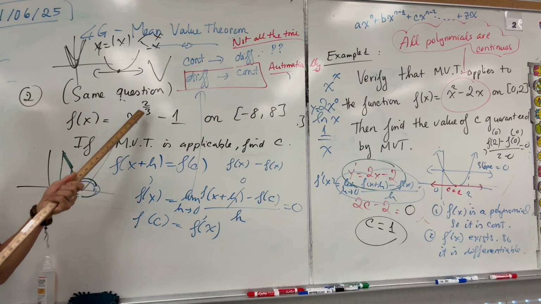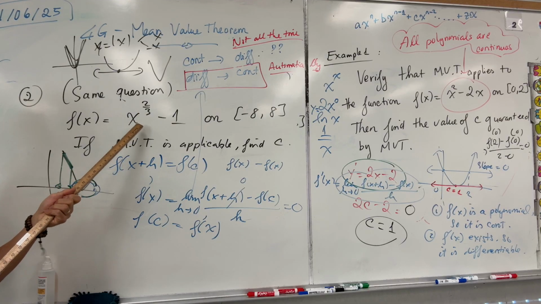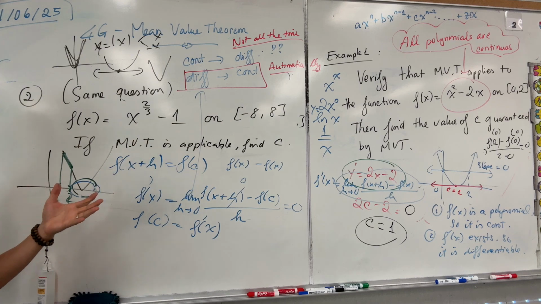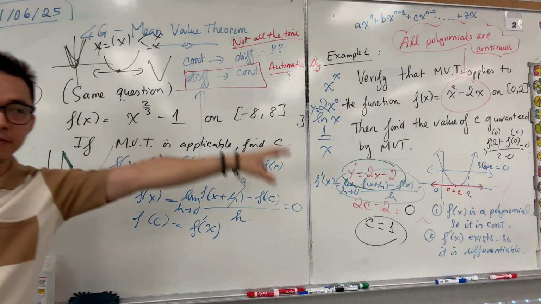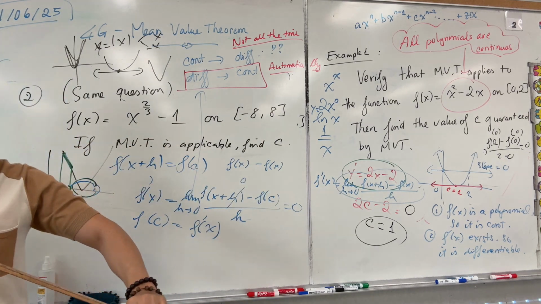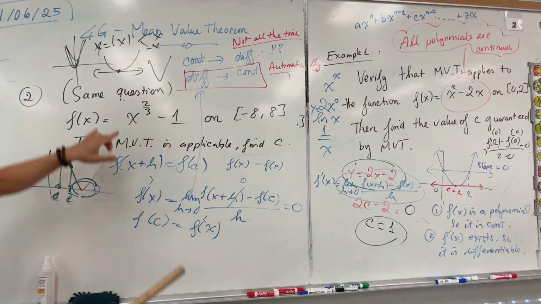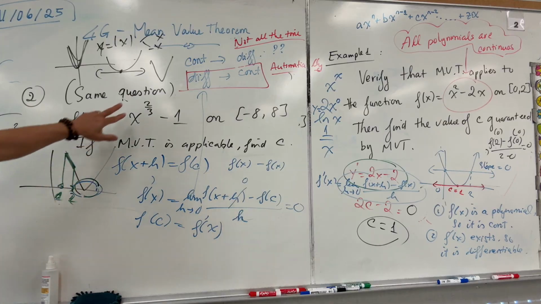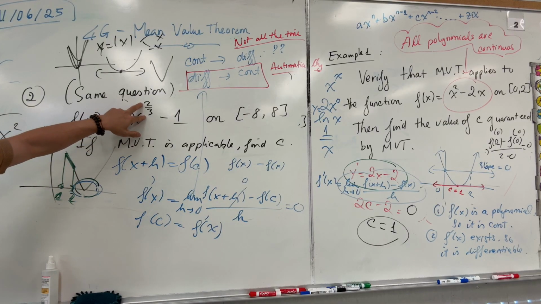Okay, number 2. Is this function polynomial? No, this is like a cube root. So is it automatically not continuous? You don't know. You need to check. How do you check continuity? Like Granny just said earlier: the left equals the right and equals the point, for every point between negative 8 and 8. This one has a fractional power, so it's not polynomial.